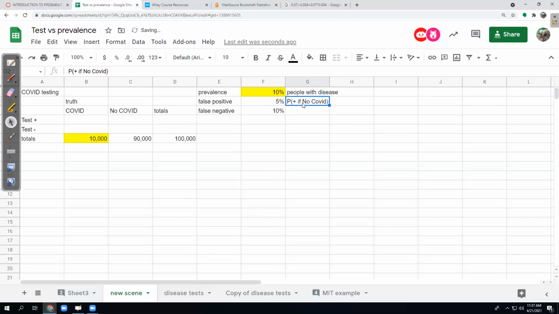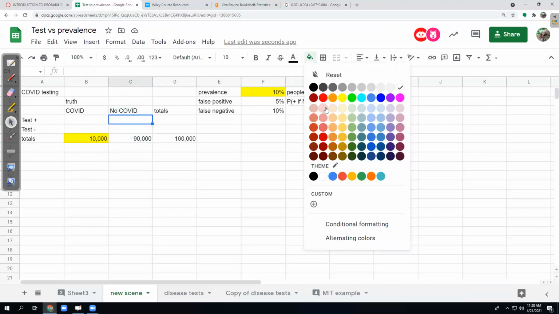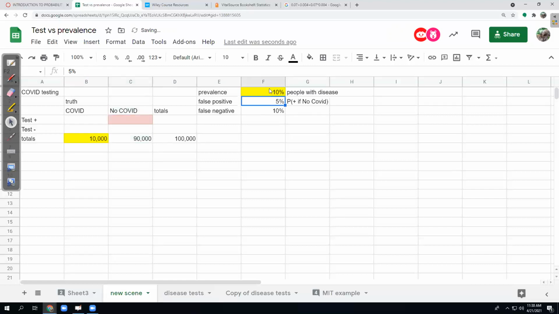Think about that again. The test came out positive, but it's wrong. If it's wrong, I don't have COVID, but they said I did, but I don't. All right, so here, the "if" tells me I only care about the no COVIDs. I want to know what's 5% of those that tested positive. So that would be this cell right here. They don't have COVID, but they tested positive. So let's highlight that, just to be clear.